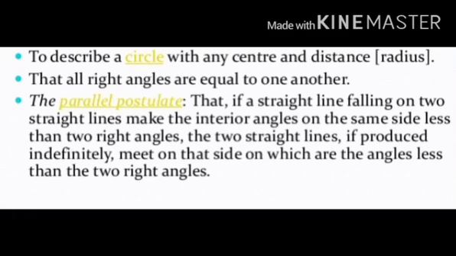Postulate 5, the parallel postulate: If a straight line falling on two straight lines makes the interior angles on the same side less than two right angles, the two straight lines, if produced infinitely, meet on that side on which the angles are less than the two right angles.